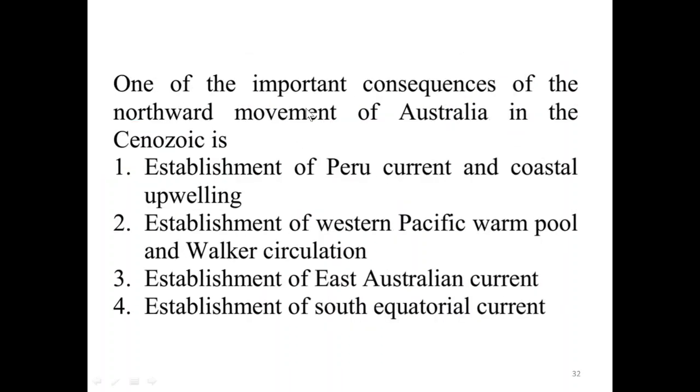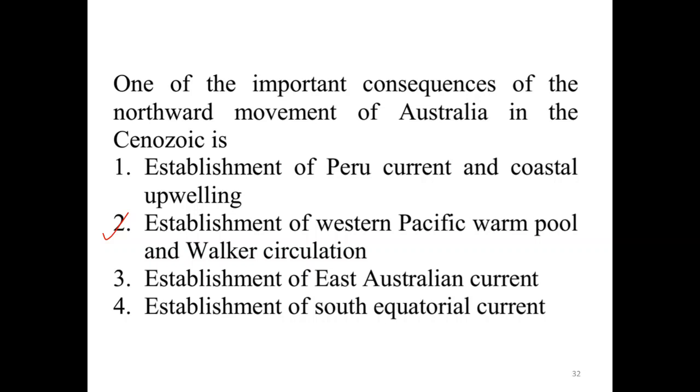One of the important consequences of northward movement of Australia in Cenozoic is: establishment of Peru current and coastal upwelling, establishment of Western Pacific warm pool and Walker circulation, establishment of East Australian current, establishment of South Equatorial current. The correct answer would be the second, establishment of Western Pacific warm pool and Walker circulation.